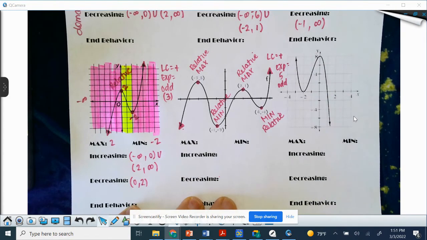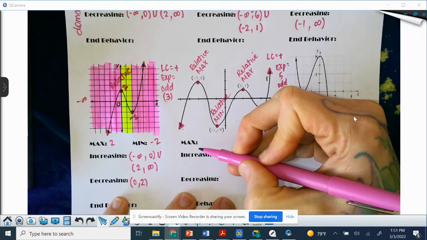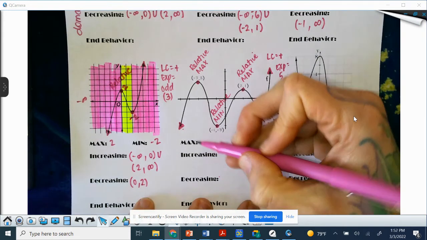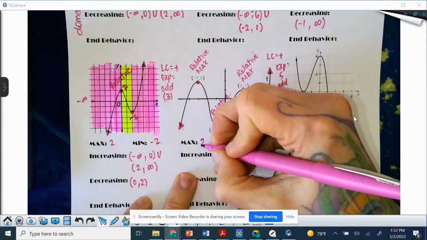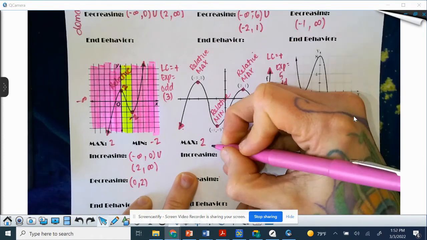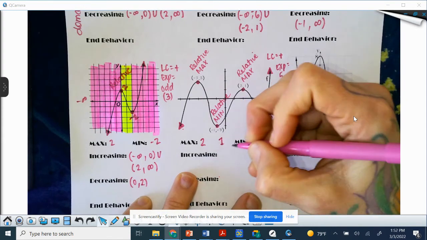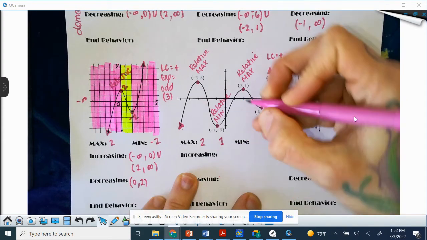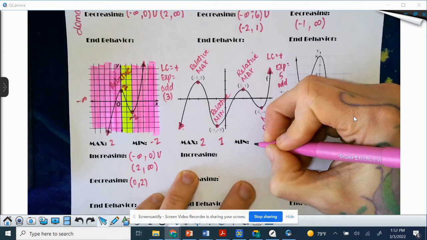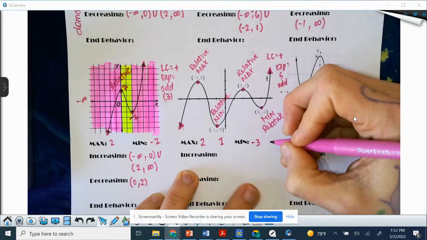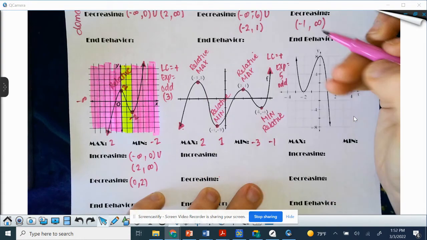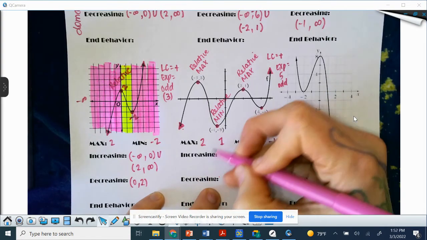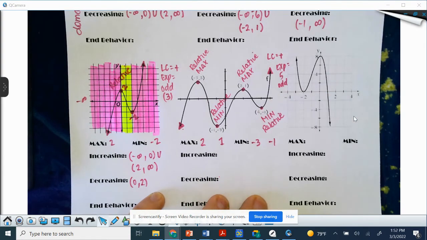So we have a max at x equals negative 3. Oh, that's x, sorry, 2. Max at 2 and a max at 1. And then we have a minimum at negative 3 and a minimum at negative 1. And your coordinates are here, so that's kind of helpful. So it may be better for you to write it as a coordinate, but just know that if it asks for the max, it's y values only for max.